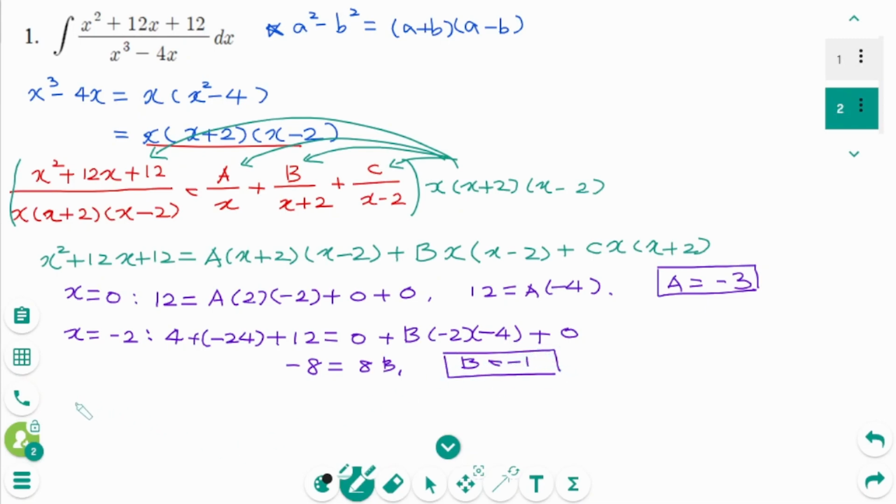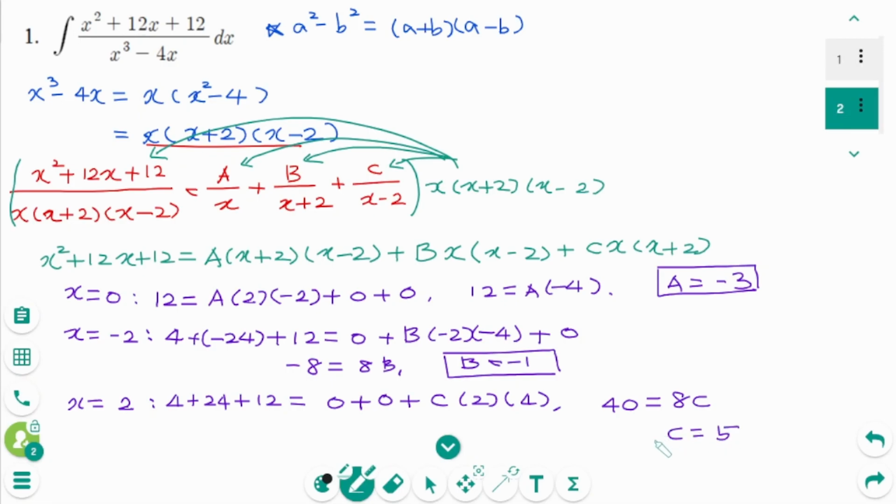To solve for c, let x be 2. Then 2 squared is 4, plus 12 times 2 is 24, plus 12 equals (2 minus 2) is 0, plus (2 minus 2) is 0, plus c times (2 plus 2) is 4. Then this part is 40 equals 8c. Then c is 5.